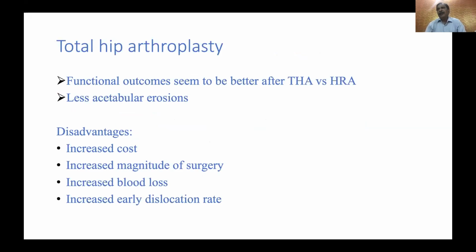There is a lot of literature till date, except for very, very recent literature and meta-analysis, which has shown that only THA should be done, and most of it is from the European and the Western literature, because it causes less acetabular erosion. A lot of people say that it's an unphysiological articulation between the metal and the cartilage. However, there's an increased cost, increased magnitude of surgery. It needs more training, more inventory, increased blood loss, increased early dislocation rate. You have to be trained to do total hip replacement.